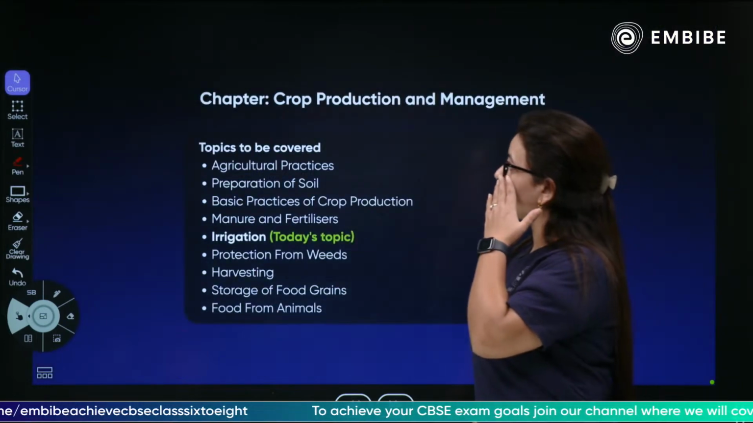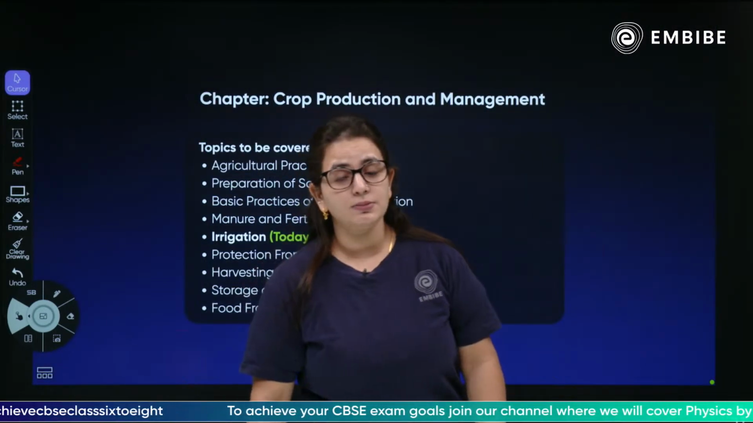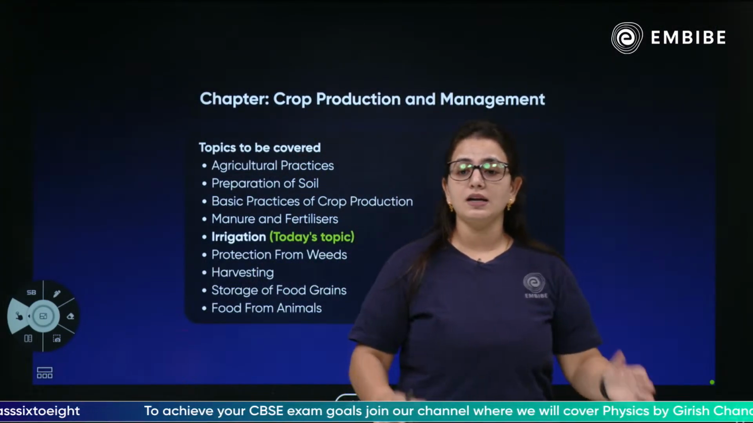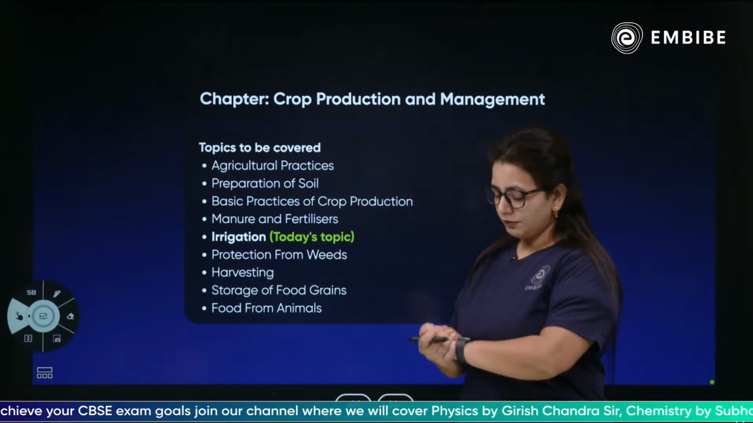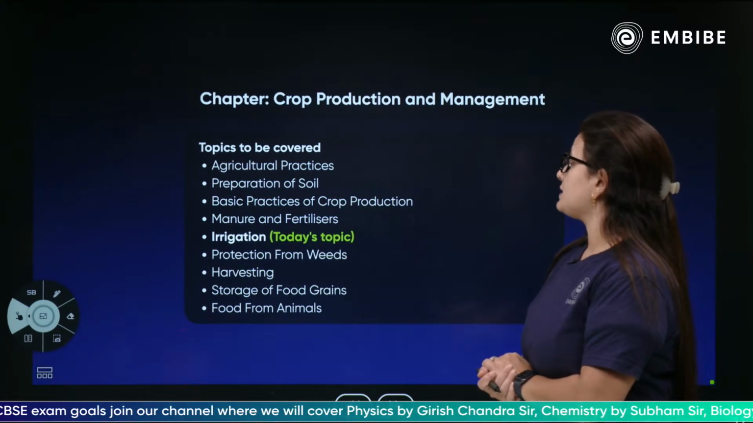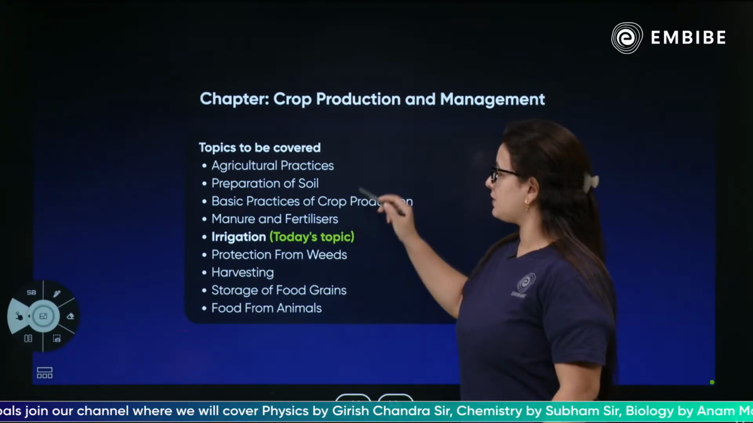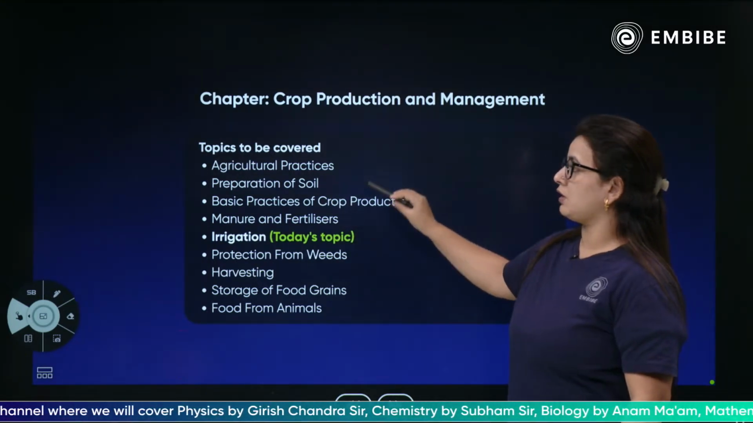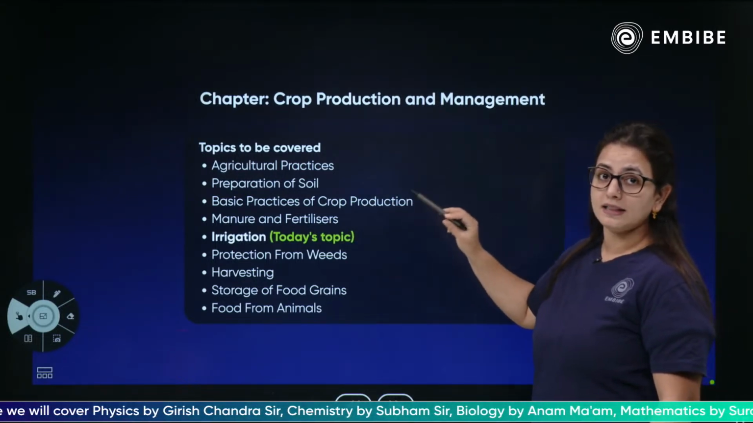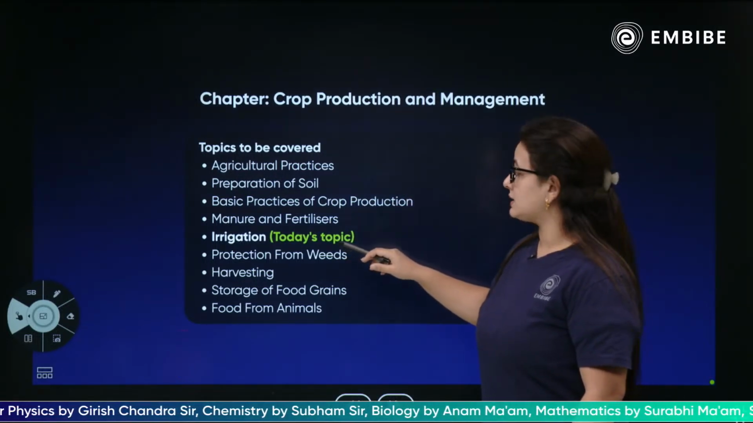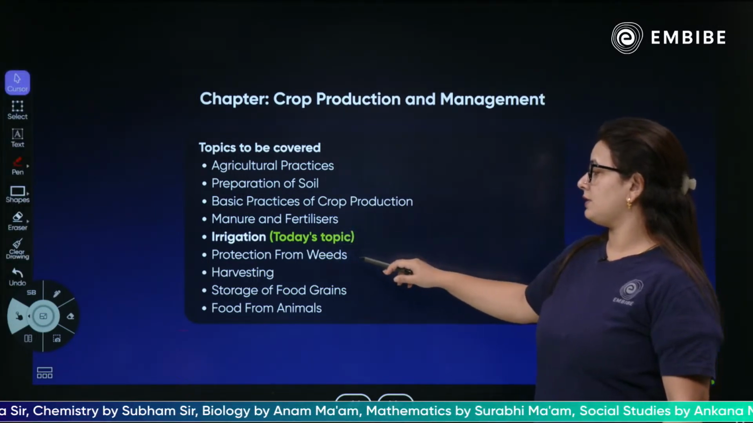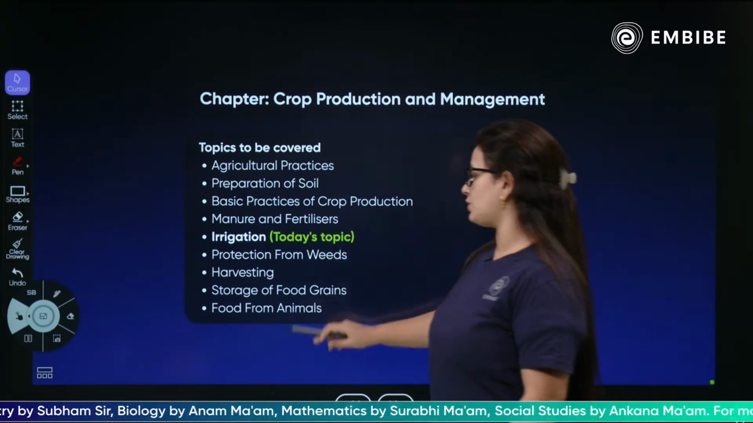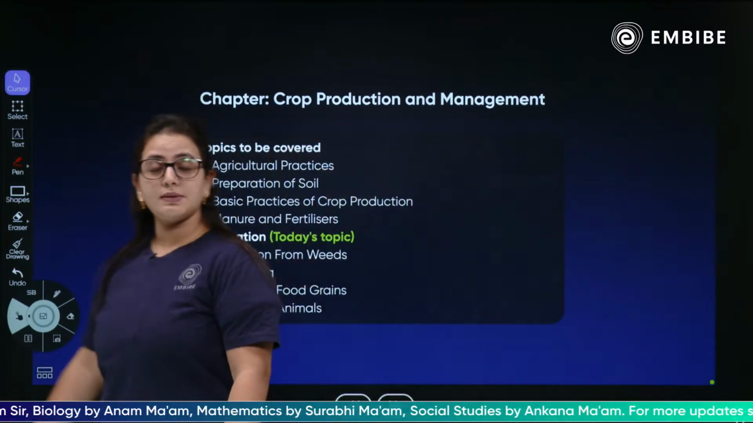The very first thing that comes to mind is crop production and management, and the topics to be covered under this chapter are agriculture practices, preparation of the soil, basic practices of crop production, manures and fertilizers. We have already completed these 4 topics, which are very lengthy, and we're going to further discuss irrigation today, then protection from weeds, harvesting, storage of food, and food from animals in detail.